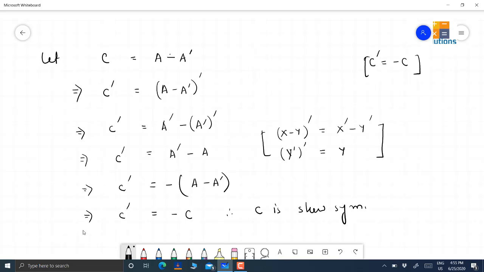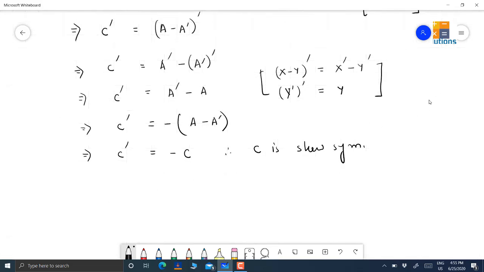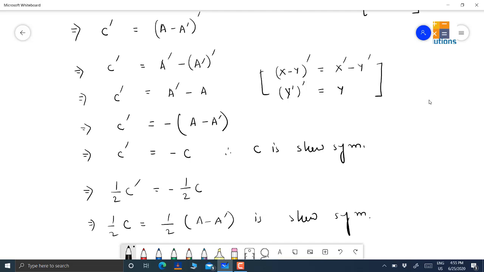Then after this, scalar multiplication is required. Scalar multiplication means both the sides should be multiplied by half. Half of C dash is equal to minus half of C. This implies half of C is equal to half of A minus A dash, which is skew symmetric. Actually, the scalar multiplication of any matrix by any scalar term does not change the symmetric and skew symmetric properties of the matrix. This will remain as it is.